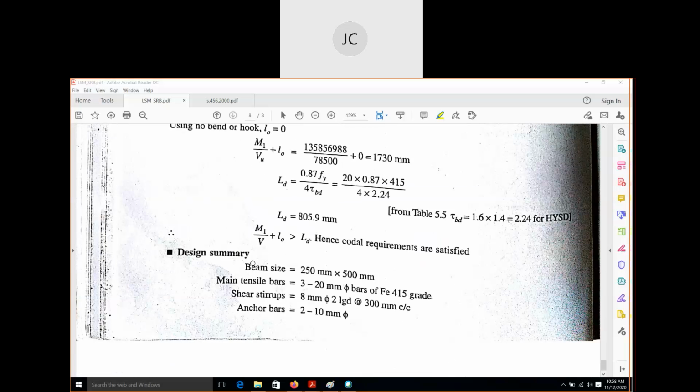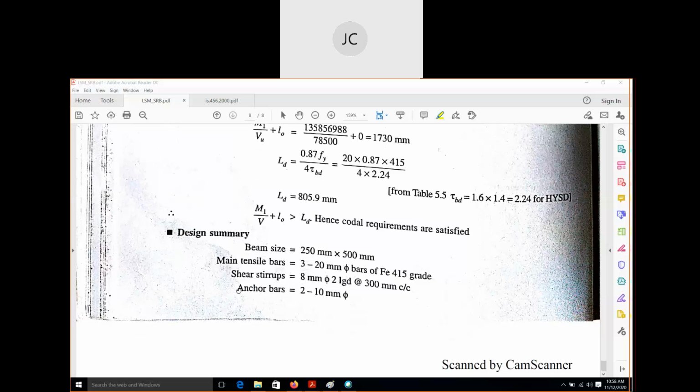In the design summary, you have to write down the dimensions of the beam and the reinforcement which you are going to provide. You can see here, main tension bars are 3 numbers of 20 mm diameter bars of Fe415 grade. Then you have to write down the shear stirrups, that means shear reinforcement. In this case, we are providing 8 mm diameter, two-legged stirrups, and the spacing between them is 300 millimeter center to center.